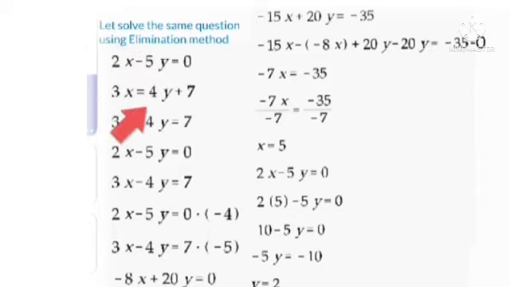So basically, if you want to use the elimination method, you just want to make sure that the coefficient of any of the variables in the two equations are equal. That means in order to use the elimination method, the coefficient of x, if you want to eliminate x, has to be the same thing in equation 1 and in equation 2. And the coefficient of y, if you want to eliminate y, has to be the same thing in equation 1 and in equation 2.